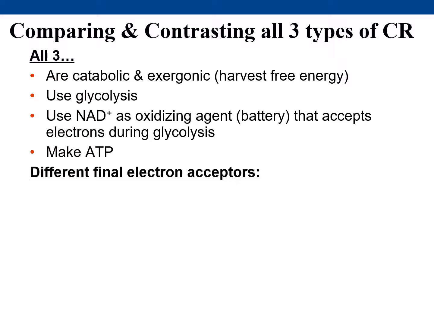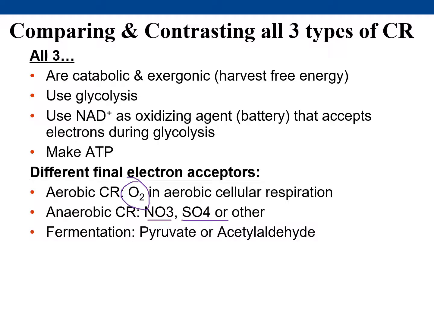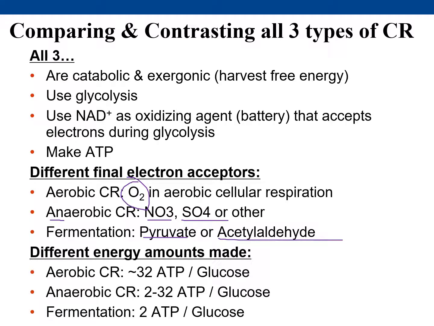Each process has a different final electron acceptor. In aerobic respiration, oxygen is the final electron acceptor. In anaerobic respiration, another molecule will be the acceptor, so not oxygen. That's why it gets its name anaerobic, not using oxygen. Fermentation will use pyruvate or acetaldehyde to finally collect the electrons. And those make different amounts of energy. So aerobic making the most, anaerobic making a middle amount, and then fermentation making the least.